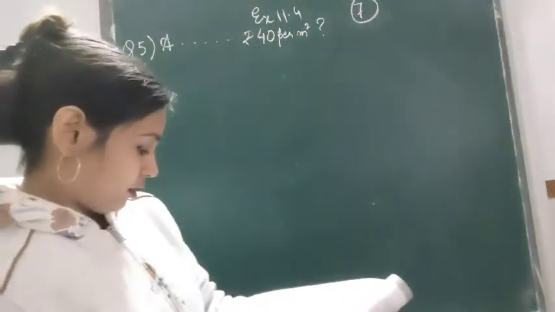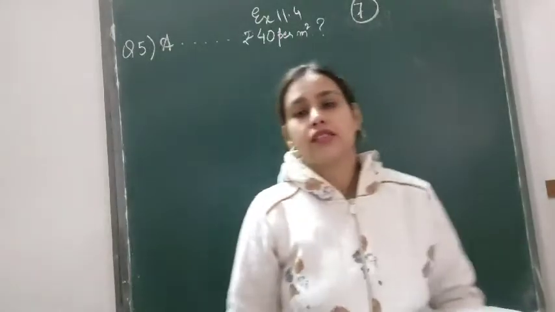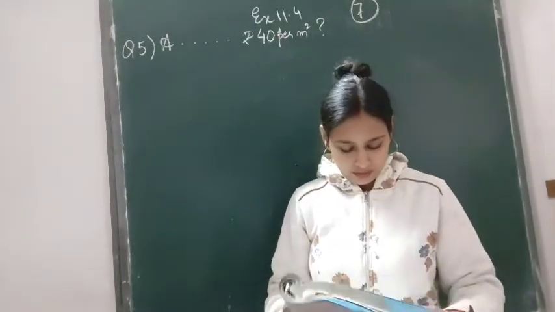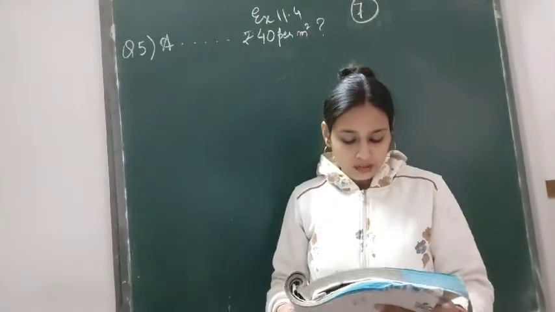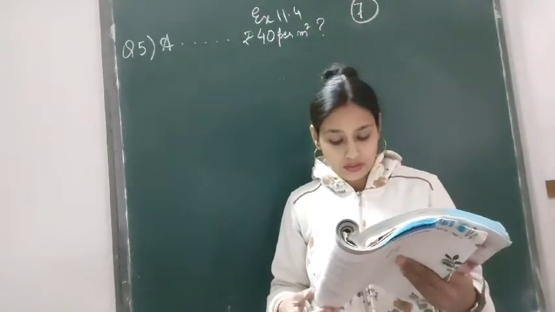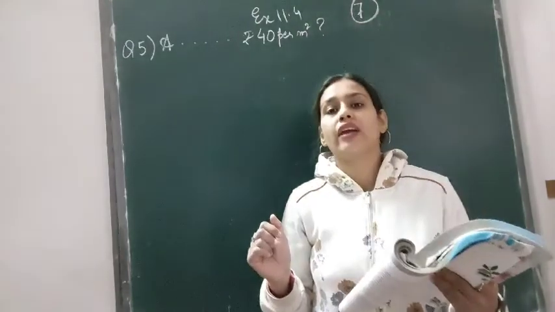Children, today we are starting with question number 5 of exercise 11.0. Yesterday we did the fourth one, right? The veranda one. Now, a path 1 meter wide is built along the border and inside the square garden.